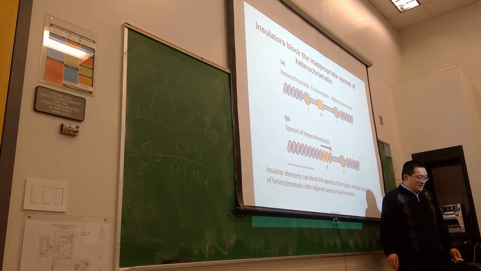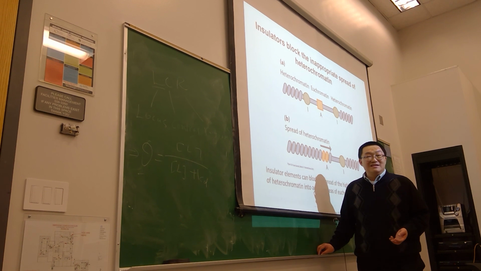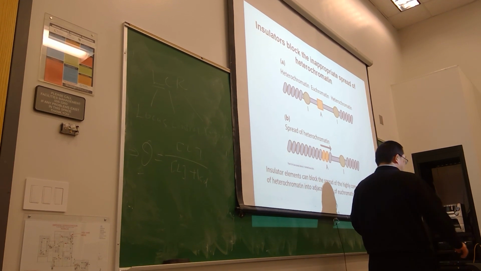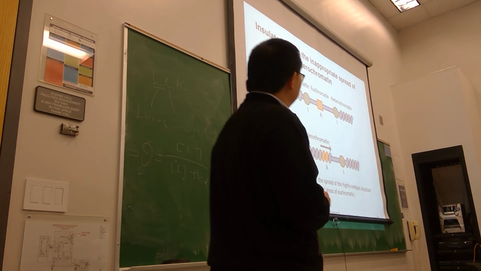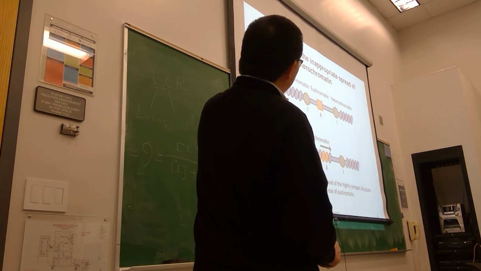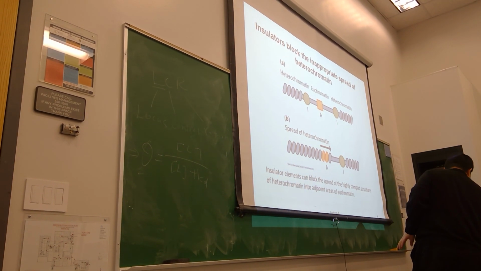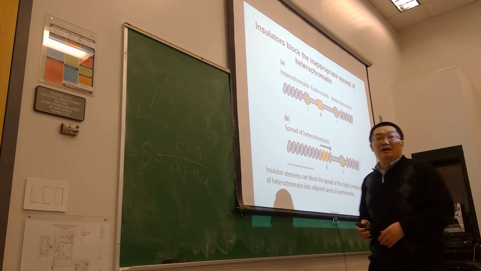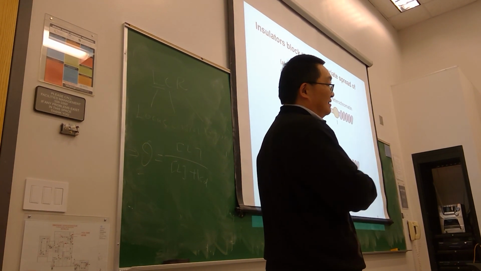Another very important function of insulators is that they can block the spread of heterochromatin. For example, here you have heterochromatin and euchromatin. If you have an insulator here, the insulator can block the spreading of heterochromatin.